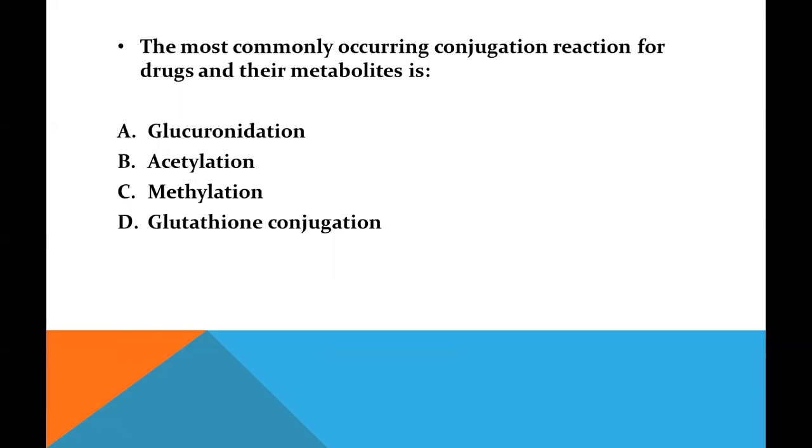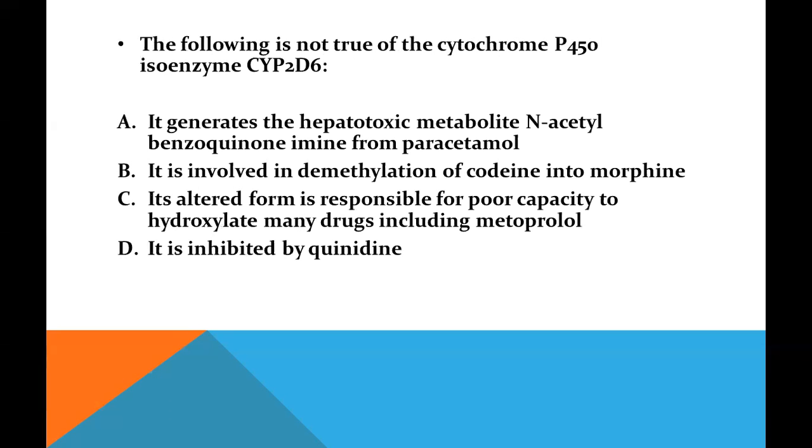Now moving to the next question. The most commonly occurring conjugation reaction for drugs and their metabolites is, so the options are glucuronidation, acetylation, methylation, and glutathione conjugation. So the correct option is glucuronidation.